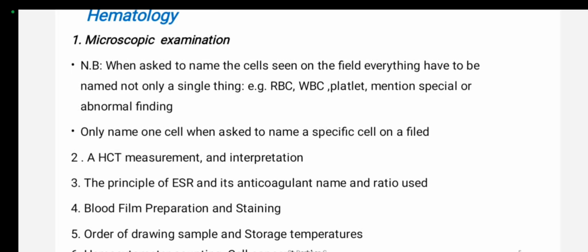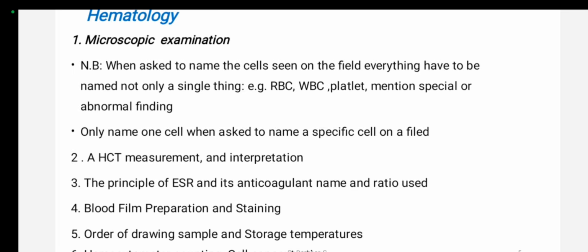This is very common, and the very common mistake that usually the students make when attending the clinical practicum exams, because they are asked to state all of the things that they see on the slide, but they select to report only one. This is not right. We have to state all, unless we are asked to state only one cell. Okay, this is also very common.